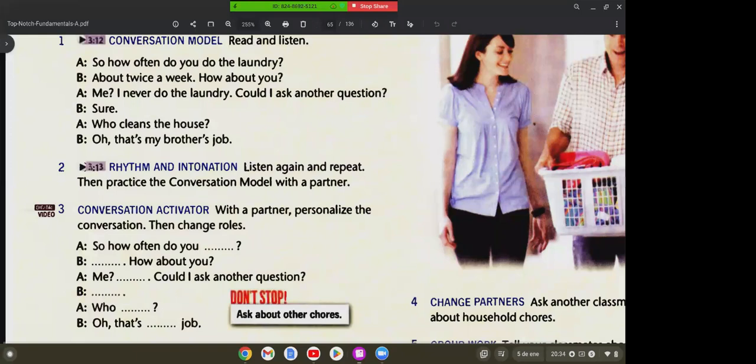Who waters the plants in your house? I'm sorry. The plants in my house. We have this activity. ¿Cómo sería entre los dos, teacher? Sorry, ahí sí me trabé.